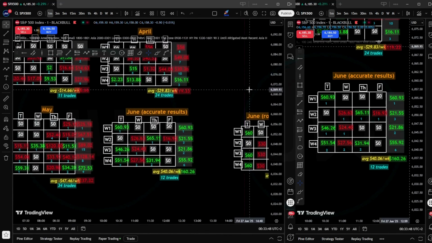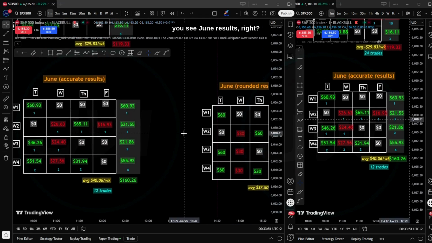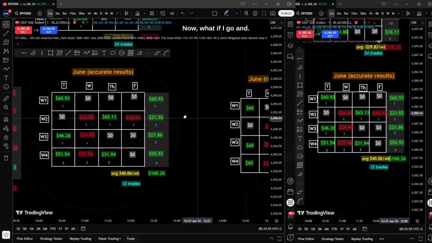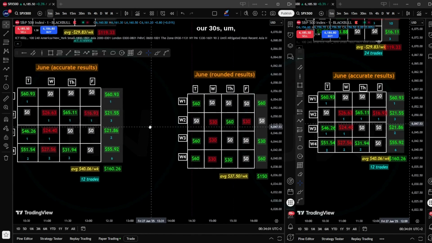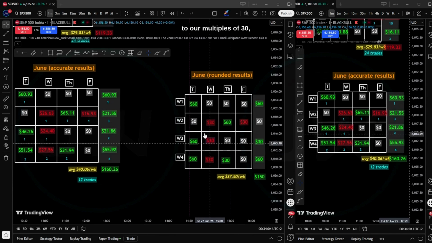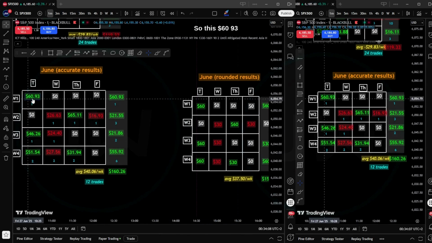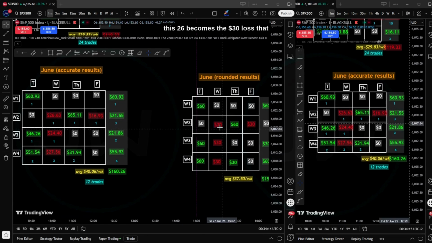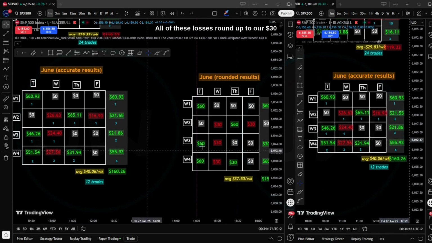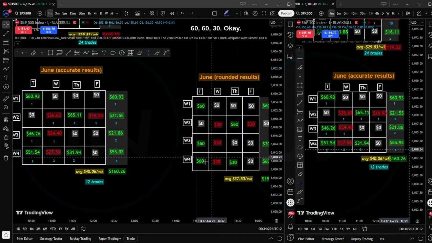So here you see June results, right? Now, what if I round those results to our multiples of 30, like how we usually risk. So this $60.93 becomes $60. This 26 becomes the $30 loss that we normally take. All of these losses round up to our $30 loss, and everything else 60, 60, 30.